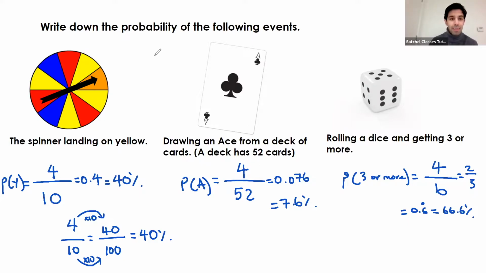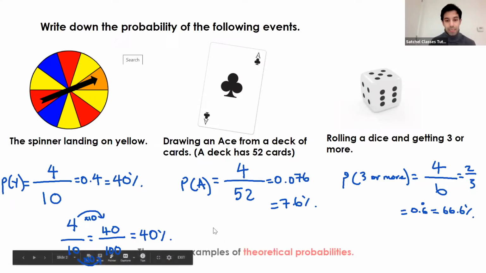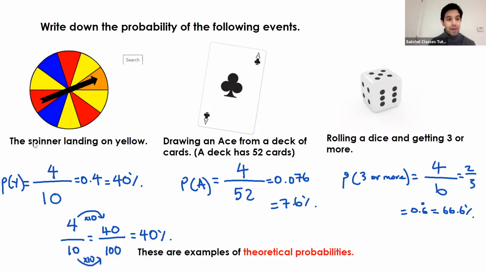Now, what we've calculated here is the theoretical probability, and the theoretical probability is what we would expect. So here, what I would expect is for our spinner to land on yellow 40% of the time. And here, what I would expect is for someone to draw an ace maybe 7.6% of the time.